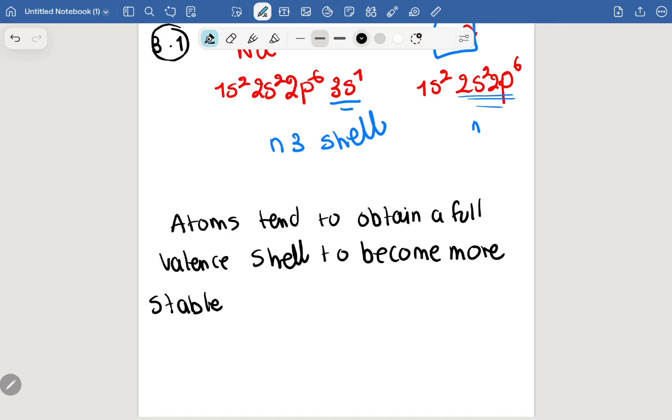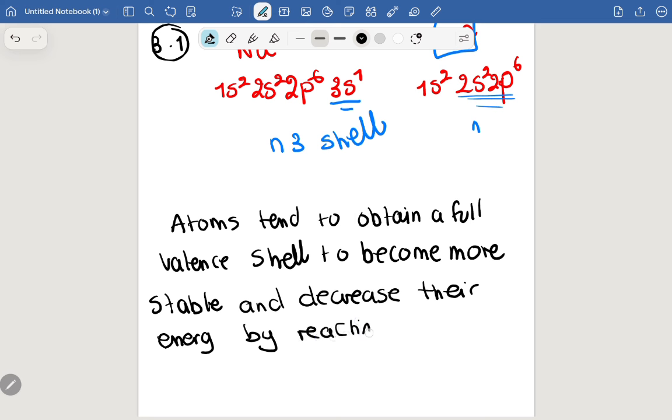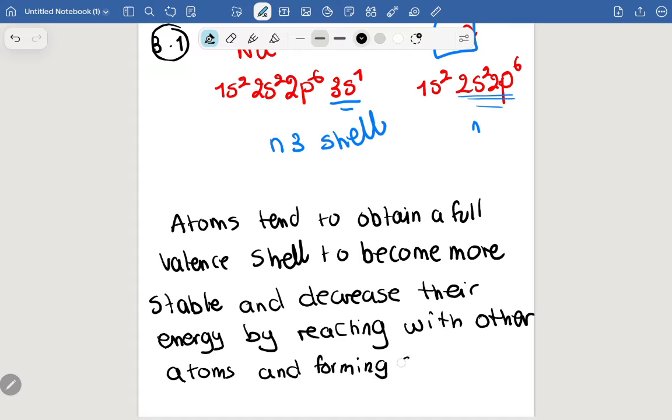So before bonding, they are unstable. After bonding, they become stable, and they also decrease their energy, because we said that they are very reactive. If they're very reactive, that means they have a lot of energy. So they become more stable and decrease their energy by reacting with other atoms and forming a chemical bond between them.